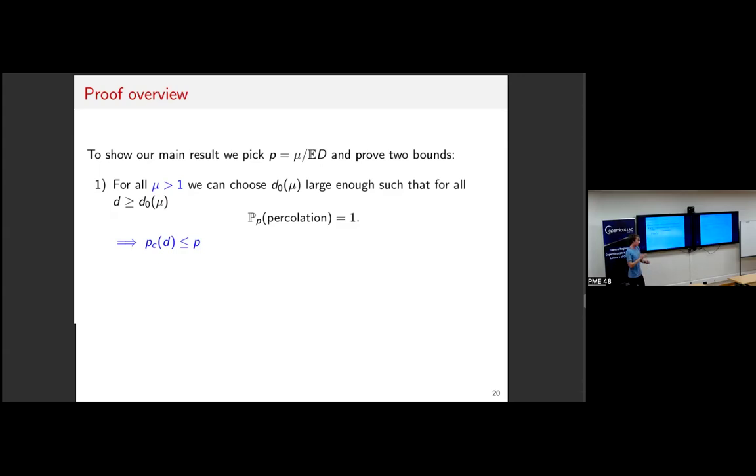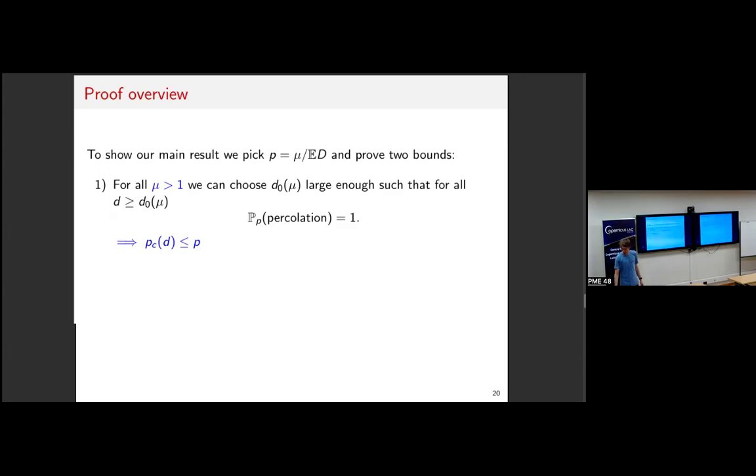Then we show that if mu is slightly bigger than 1, we can choose a dimension large enough such that with probability 1, there will be an infinite component. By the definition of the critical parameter, this means our p was a bit too big to be the critical parameter. So p_c has to be a bit smaller than that, because already for this p there can be an infinite component. It cannot be larger than p, of course.